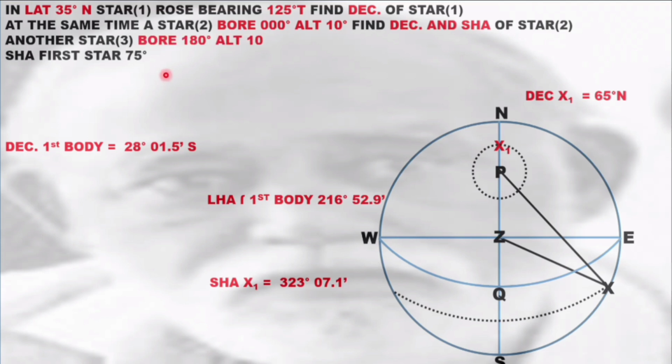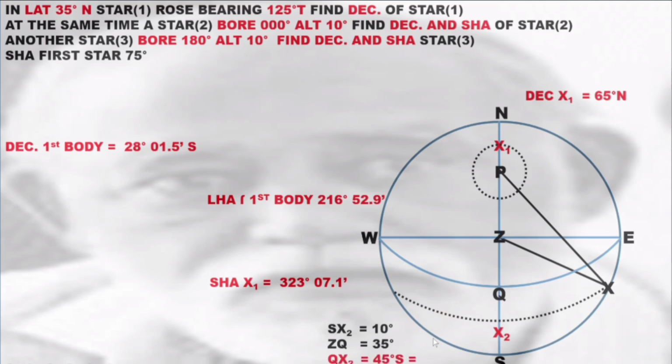Now he's talking about the third body bearing 180. Now the body is somewhere here. Now it is on my meridian. LHA of this body would be 360 or 000. And to find out the declination, I have the body here. This is 10. ZQ is 35. So what is remaining? Total is 90. And this is your declination, 45. And this is the declination of your third body. LHA of that body, as I said, was 360 because it's on my meridian. And substituting with LHA Aries, I can always find out my SHA for the third body.